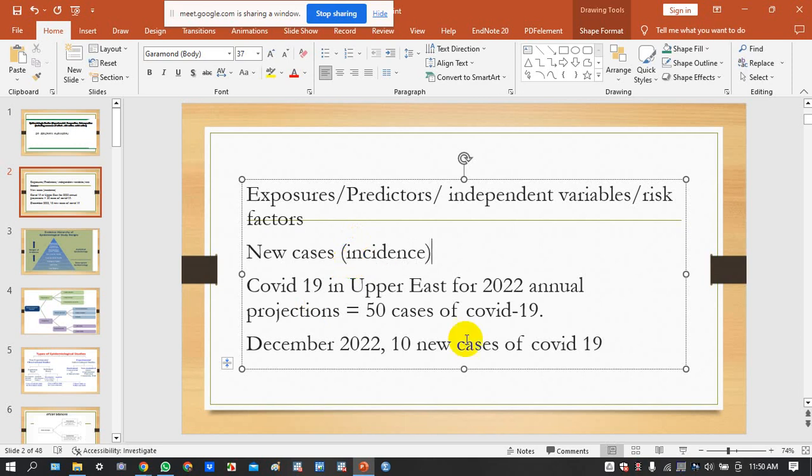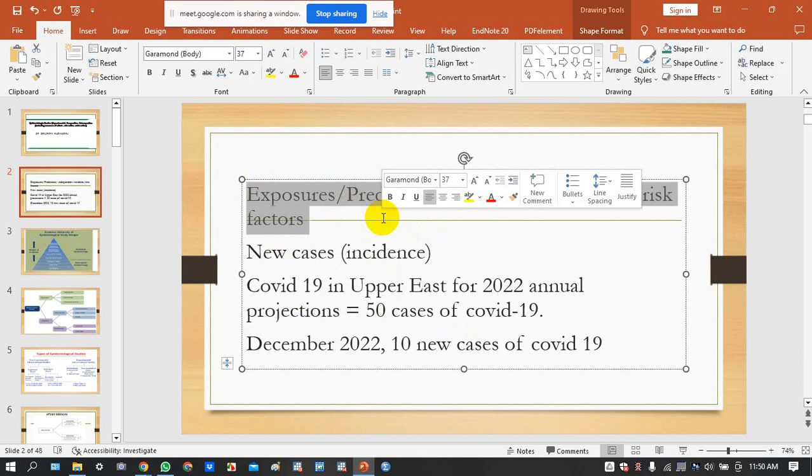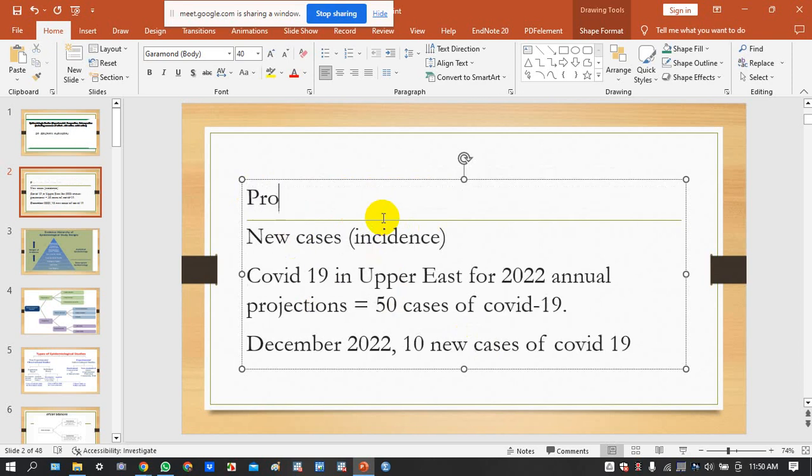Then prevalence is both new and old cases. So prevalence takes into account both: prevalence is equal to new cases plus old cases.